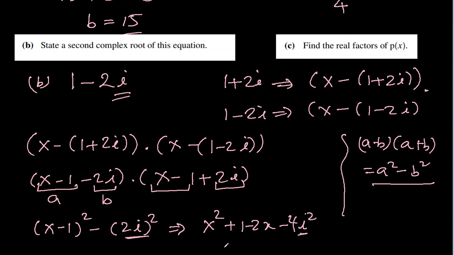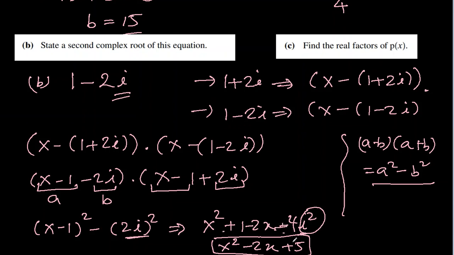And we know i squared is minus 1, so it becomes what? It becomes plus 4. So it becomes x squared minus 2x plus 5. This combined factor, the product of these two factors, gives us x squared minus 2x plus 5. Because i squared is minus 1, this becomes plus 4 plus 4 plus 1, which is 5. Alright, now let me copy the original polynomial.